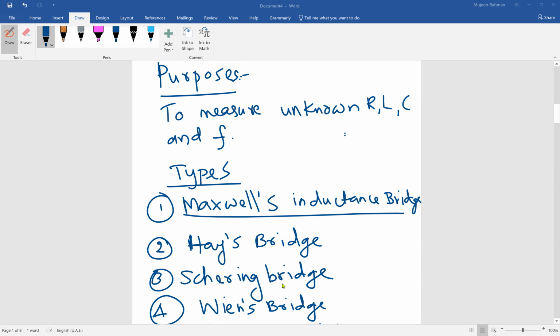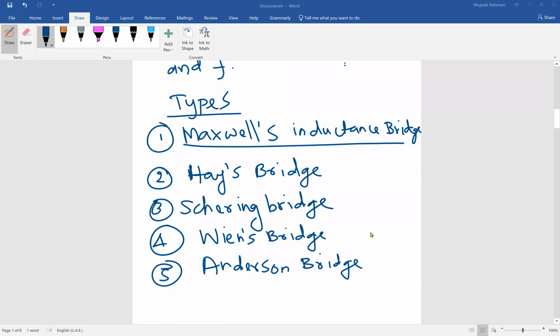So let us also look at the different types of commonly used AC bridges. The first type of bridge is called the Maxwell's inductance bridge. The second one is the Hay's bridge, and we have Schering bridge, Wien's bridge, Anderson bridge, etc. There are many different types of bridges commonly used for the measurement of various parameters such as coil or inductor parameters like the inductance and the resistance, capacitor related parameters such as the capacitance and the dissipation factor of capacitors, unknown frequency, etc.